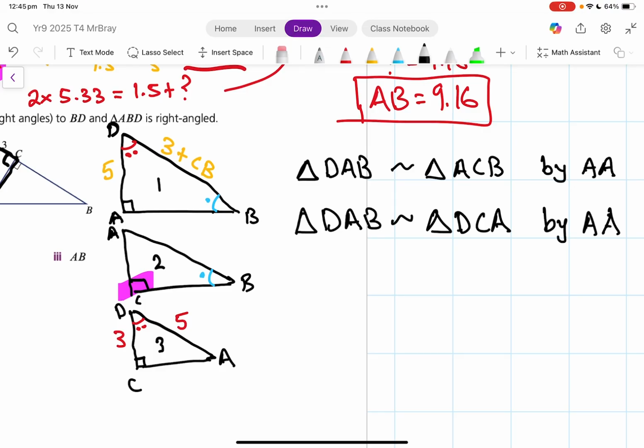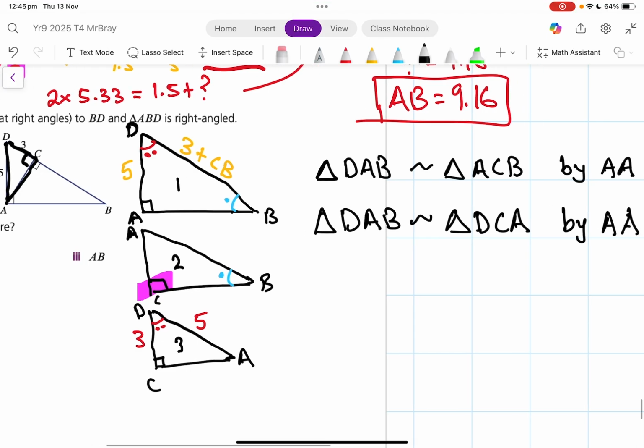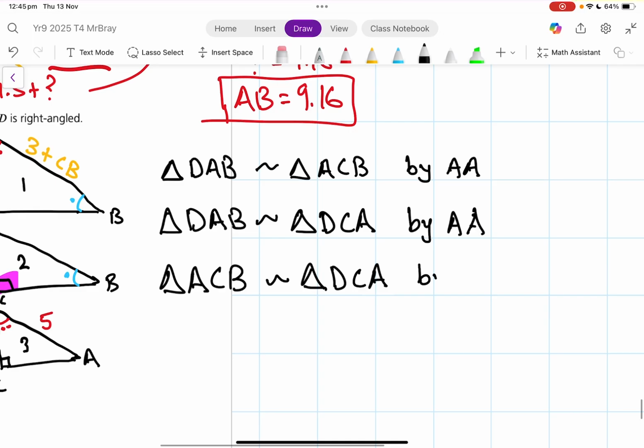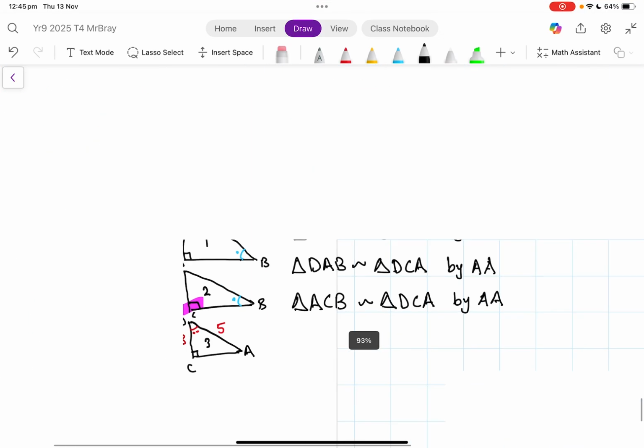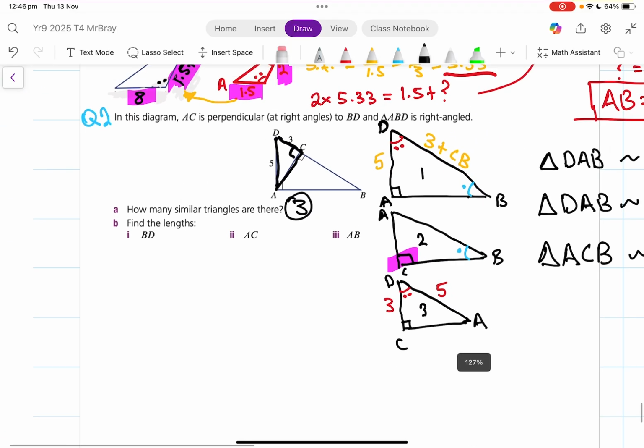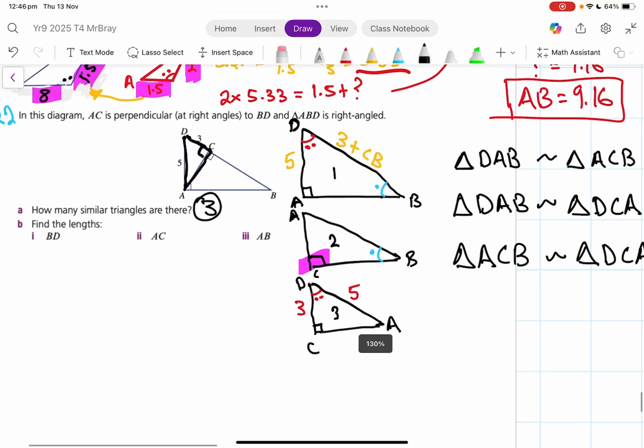And now that we've worked out that both triangles are similar to the big one, that tells us, by a bit of logic, that the medium and the small triangle, triangles 2 and 3, are also similar, right? If they both have the same angles as the big one, then they've got the same angles as each other, right? So triangle DCA, also by angle angle. So answering part A, how many similar triangles are there? 3. All right, we've got 3 similar triangles.